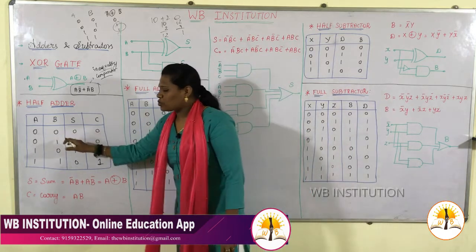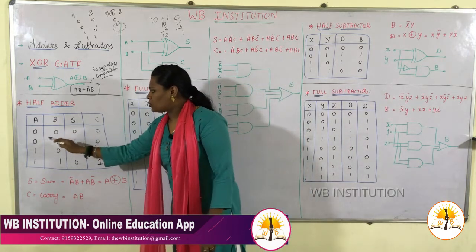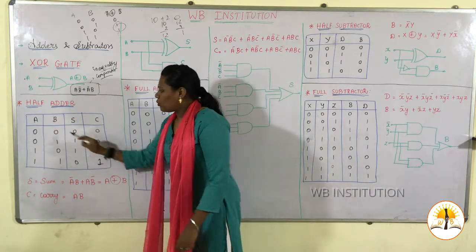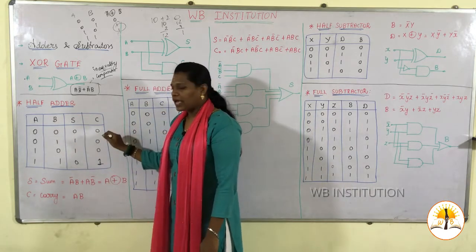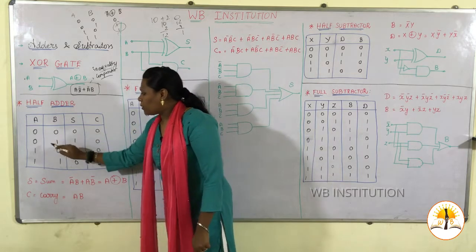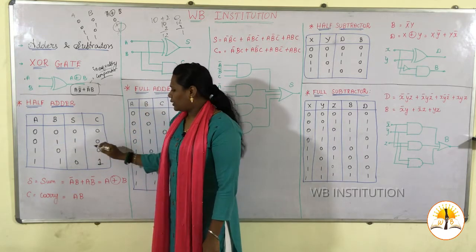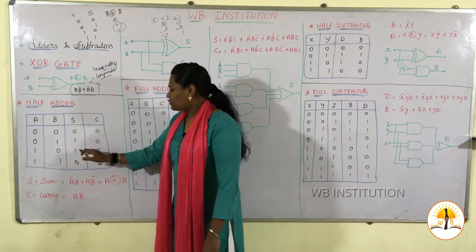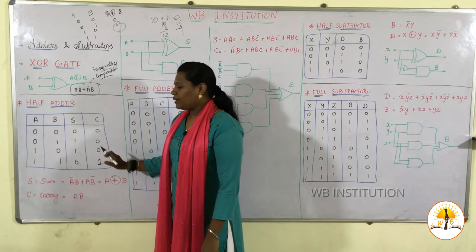So what are the 2 bits? First write 0 0, 0 1, 1 0, 1 1. For the sum: 0 plus 0, what will it give? 0, so the carry here is also 0. 0 plus 1 will give you a sum of 1, and the carry is absolutely 0. And 1 plus 0 will give you 1 in the sum and the carry will be 0.